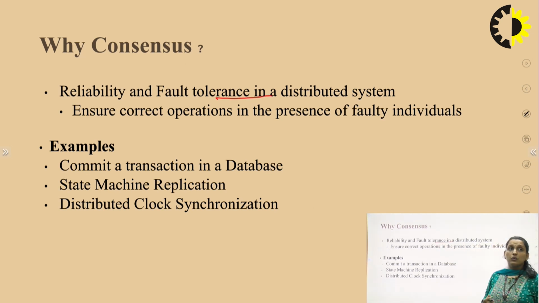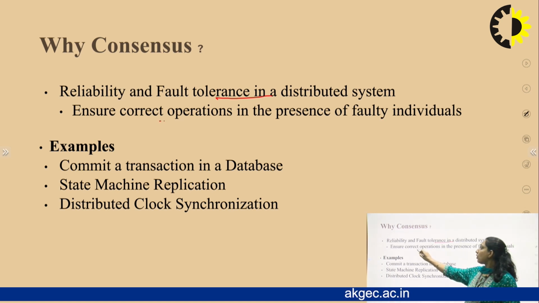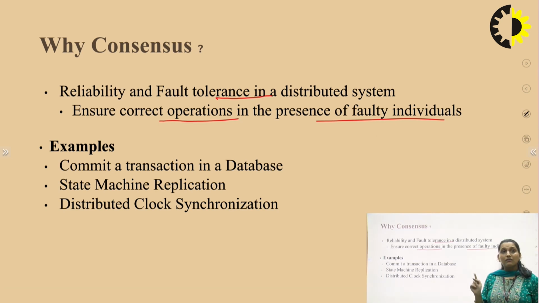What we have to do is ensure correctness, because in this scenario, any node which goes faulty or has wrong, malicious information, that information must not be propagated to other nodes. That ensures correct operation in the presence of faulty individuals. For example, if any node crashes, it will not give a correct answer, and even at that moment we must still give a correct result.